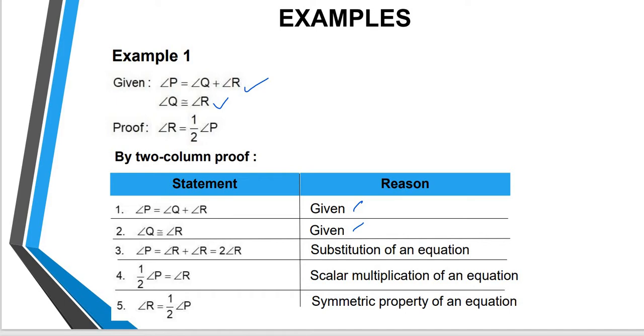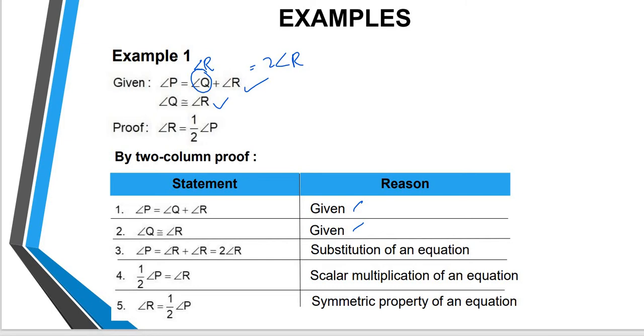The angle of P is equal to angle of R in summation with angle of R, which is equal to 2 times angle of R. So what is the reason? It is a substitution of an equation, because it is already stated here that the angle of Q is equal to angle R, so we just substitute here. Angle R plus angle R is equal to 2 times angle R. That is why the reason is substitution of an equation.